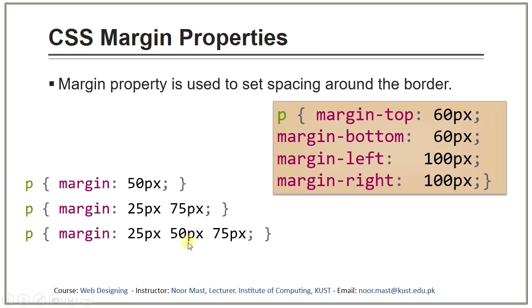If the margin has three values, then it means apply 25 pixel margin at the top. The first value will apply to top margin, while the second one, 50 pixel margin, applies to the left and right side, while apply 75 pixel margin at the bottom. If there are four values, then the first one applies to top, the second one will apply to right, the third one will apply to the bottom margin, while the fourth one applies to the left margin.